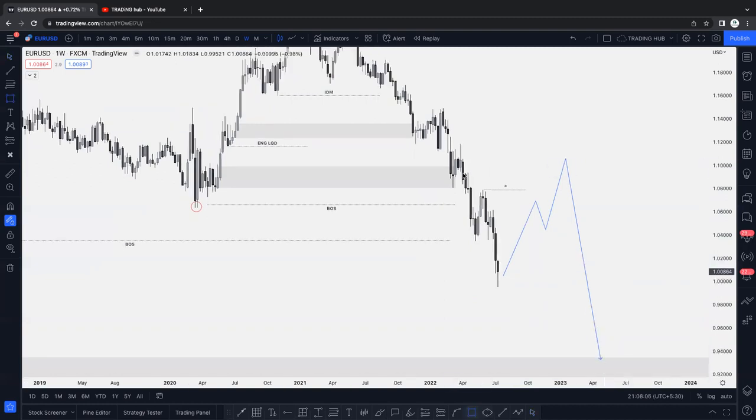So generally this is the idea in a weekly perspective in EURUSD. Now let's switch into the daily chart.